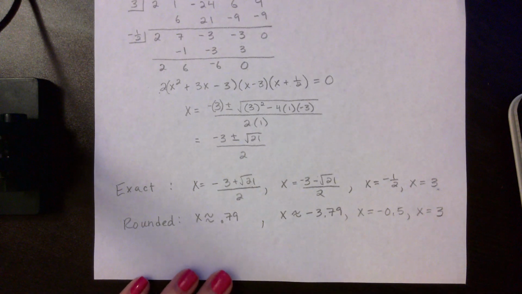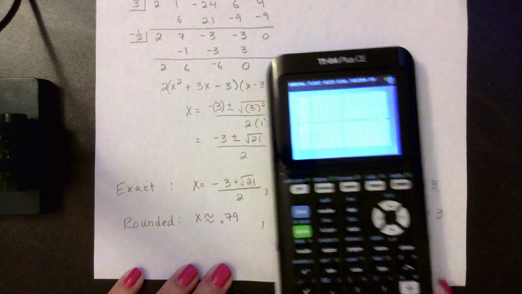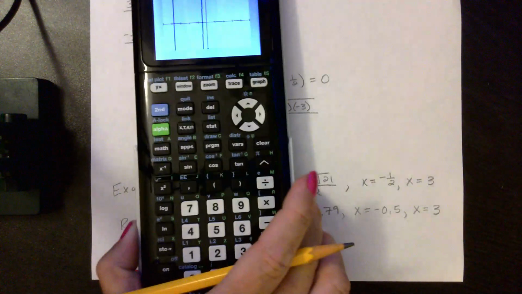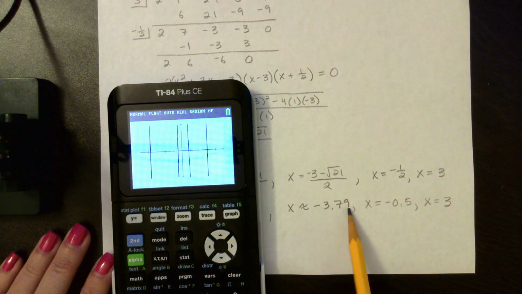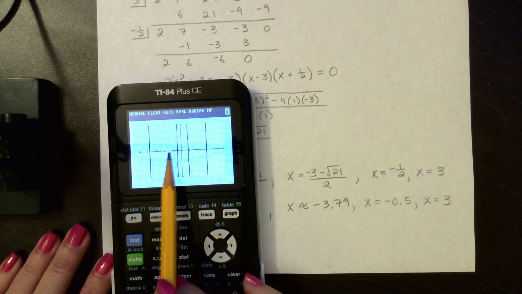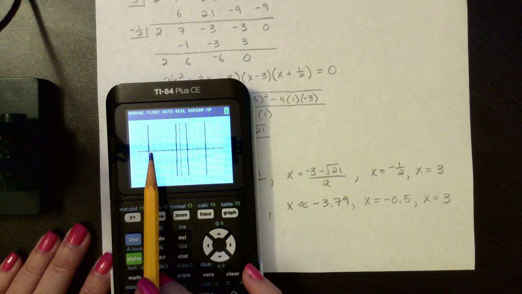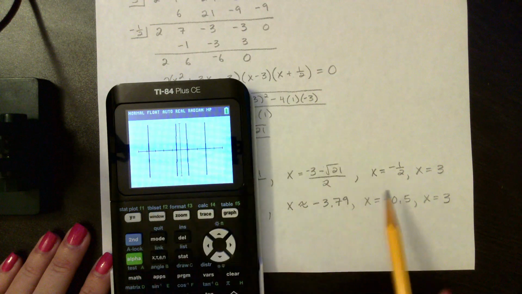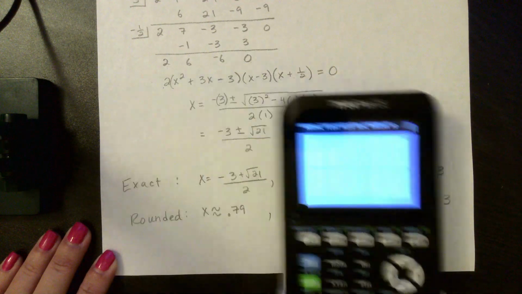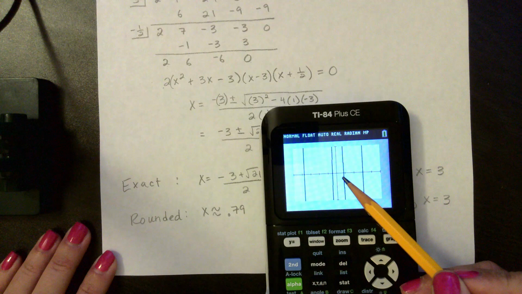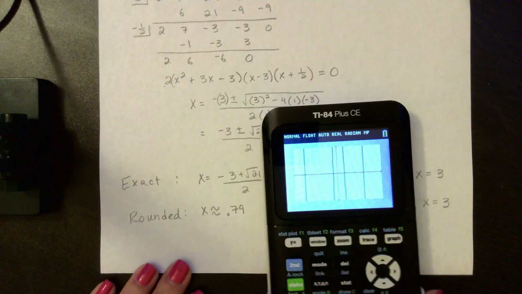Okay, looking back at this, if I look at my graph, let's see if all of these make sense. So I have negative 3.79. Okay, so negative 1, negative 2, negative 3, pretty close to negative 4. It seems to me that it's reasonable that that would be negative 3.79. Negative 1/2 was right here. 3 was right here. And then our 0.79, pretty close to 1, also seems pretty reasonable for our zeros.